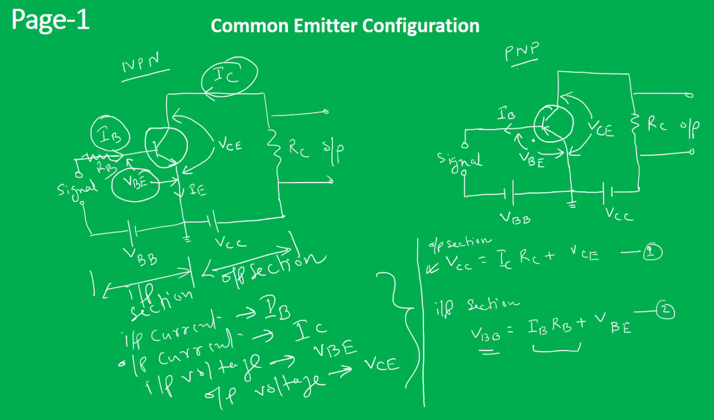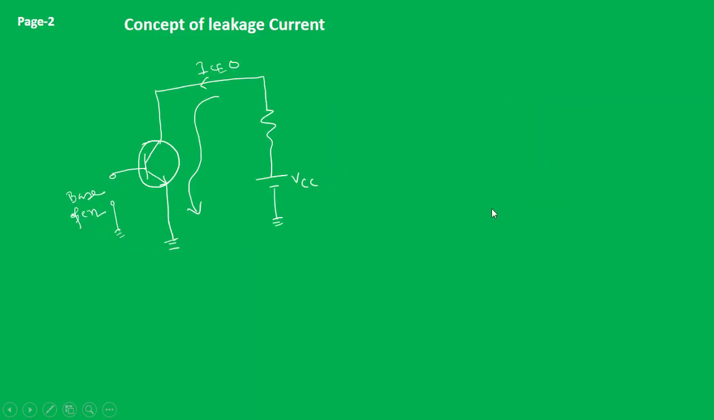The same common emitter configuration can be built with a PNP transistor. However, this analysis is the same for both of these, only the VBB and VCC polarities are different. Now the next concept is the leakage current.